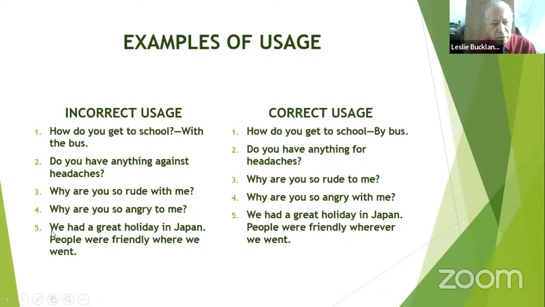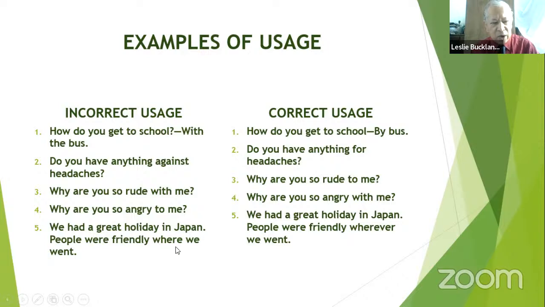Incorrect usage number 5. We had a great holiday in Japan. People were friendly where we went. Well, we can understand that. People were friendly where we went. And you were in Japan. And so the context shows us that the place or places where we went were in Japan.